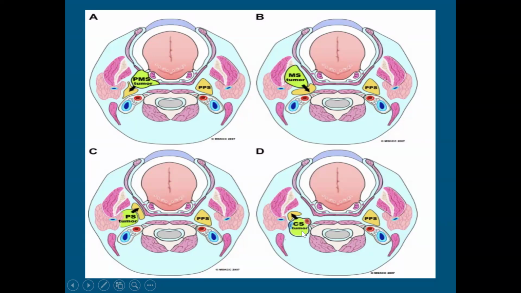And in this diagram D, we can see CS would be a carotid space lesion. This is located posterior to the parapharyngeal space. So any lesion in this carotid space will displace the parapharyngeal fat space anteriorly. So it's all depending on the location of the spaces, and we can see how any tumor originating in the space posterior to the parapharyngeal space will displace the space anteriorly.